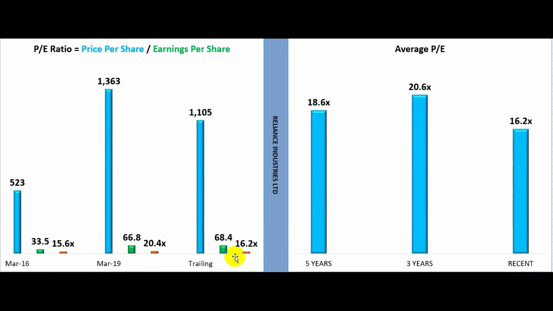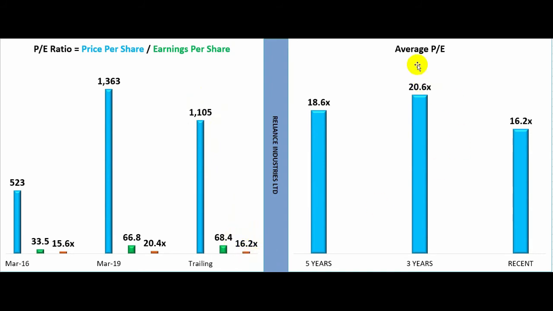In the recent 12 months, the multiple is somewhere around 16.2 times. This is the latest price earning multiple. Against the earnings per share of 68 rupees, the company's price per share was around 1105 rupees. This is the latest price of the company per share. So we are getting at a good price earning multiple.